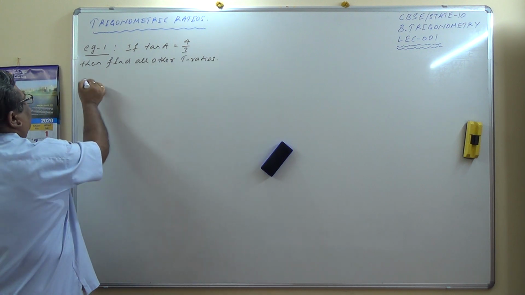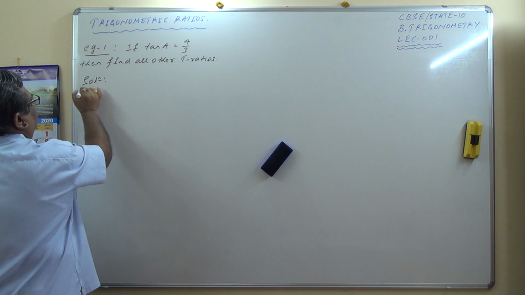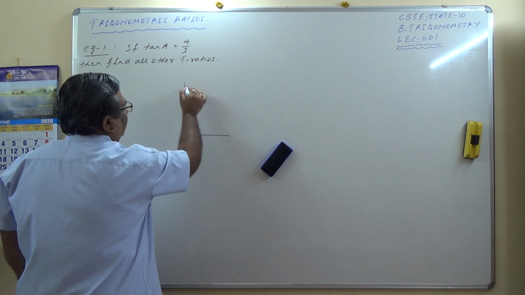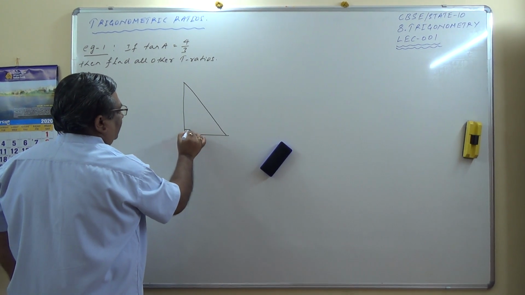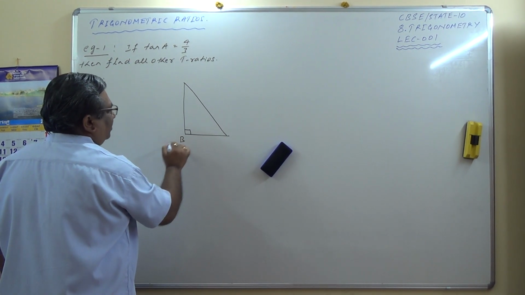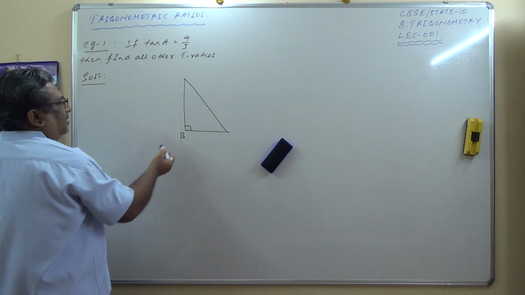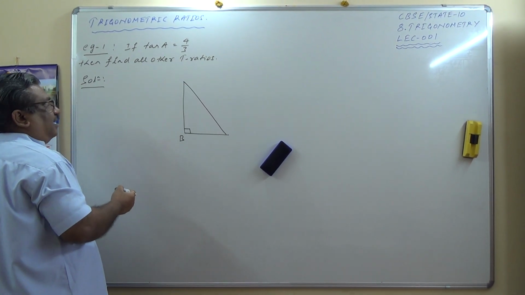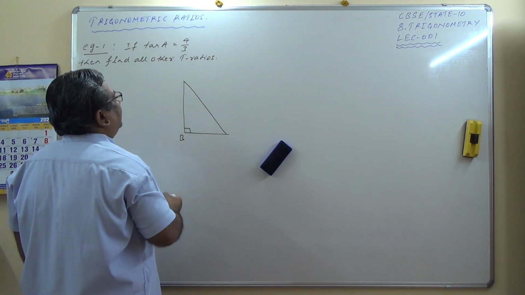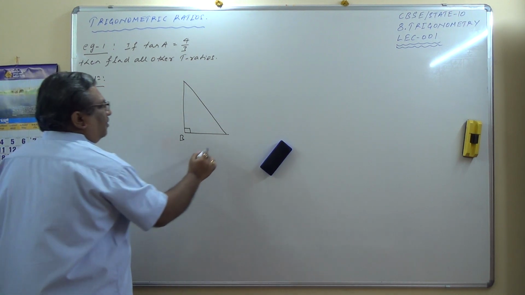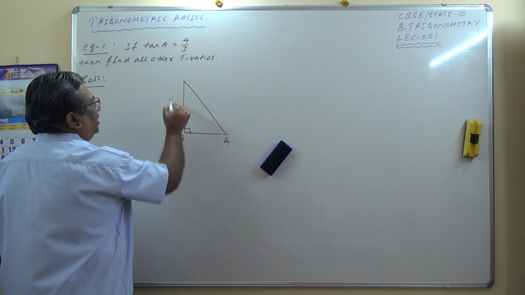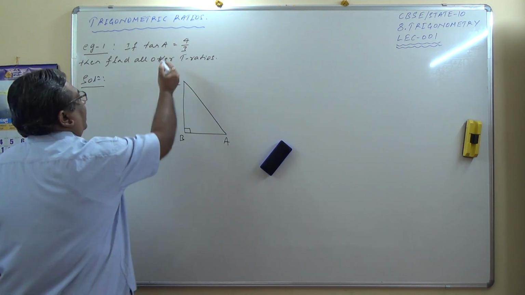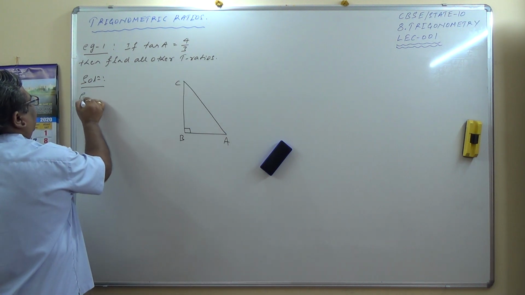Let me draw the diagram. Solution. Okay, let me draw the diagram first. This is a right triangle, right angled at B. Why am I taking B as the right angle? Because angle A I would like to make it the reference angle, because trigonometric ratios are always defined with respect to the reference angle. Therefore, this side I will mention A, B, C. This is A, and tan A equals 4 by 3 is given.